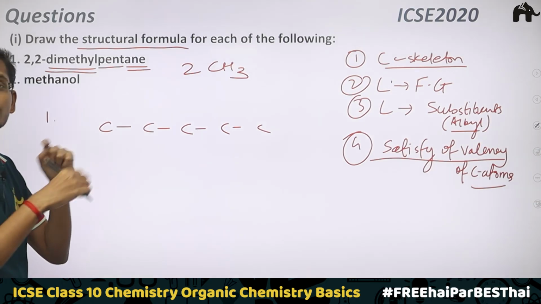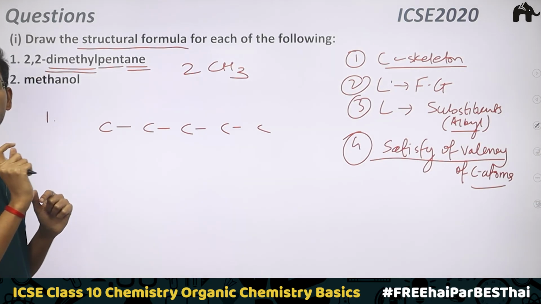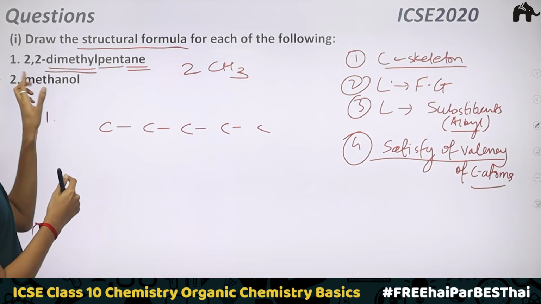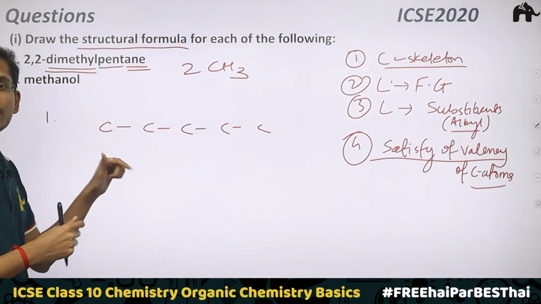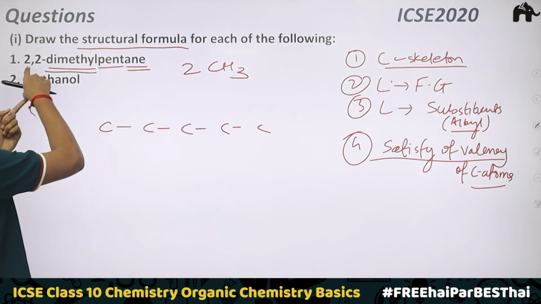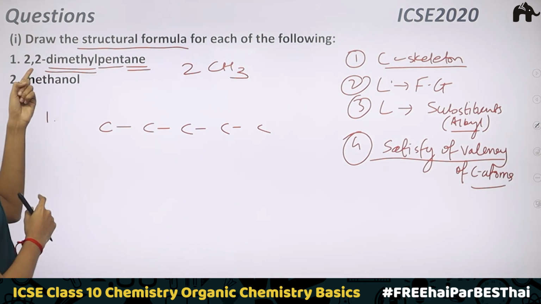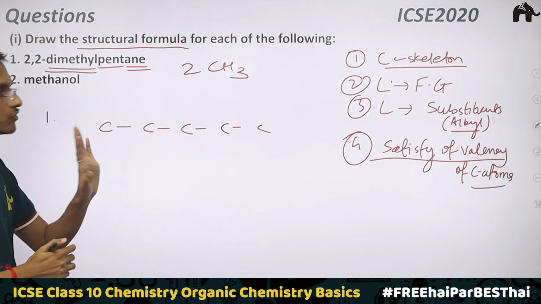This means that it is attached to the second carbon atom itself. Okay, because we have studied when the alkyl groups are attached to the same carbon atom, then we repeat the numeral as well. Okay, so it is attached to the second carbon atom. Both of them are attached to the second carbon atom.